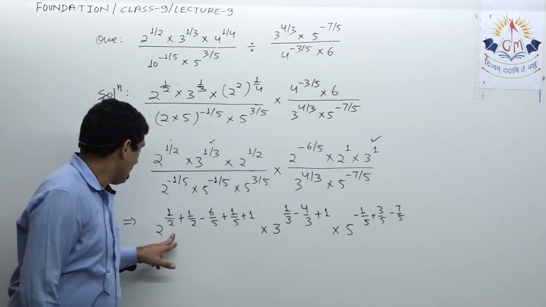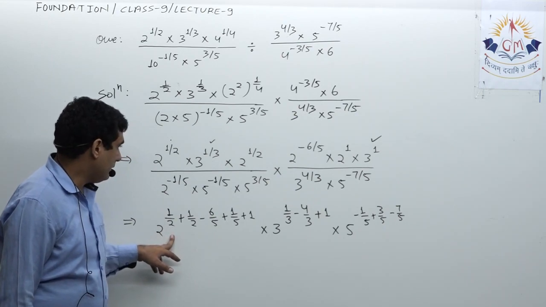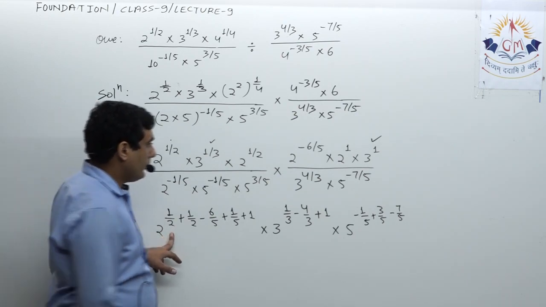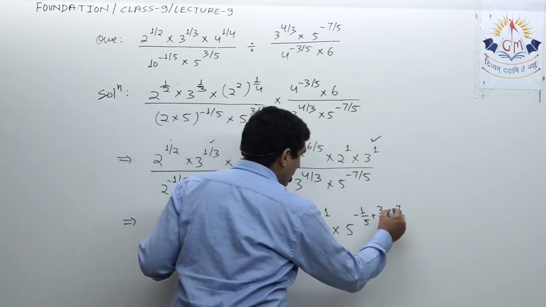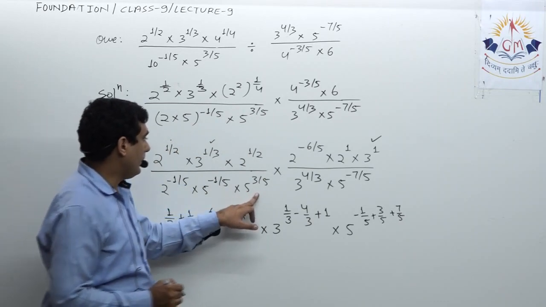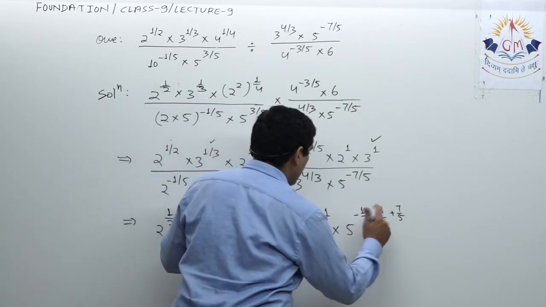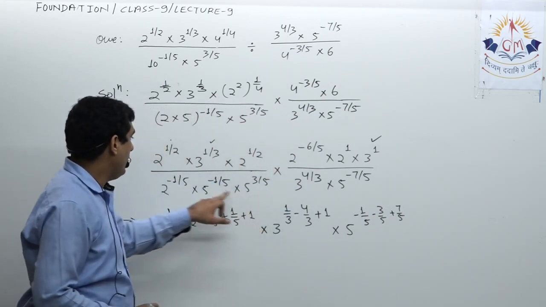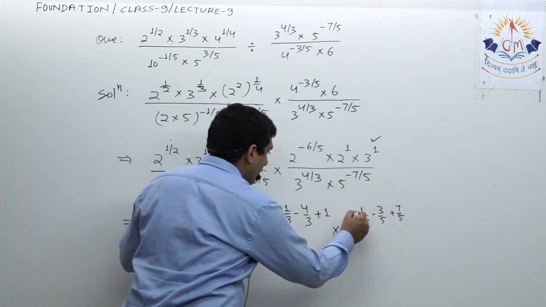Okay, so you can see there isn't... all terms, this minus 7 by 5 will come up, so plus 7 by 5. This plus 3 by 5 will come up, so it will become minus 3 by 5, and this minus 1 by 5 will become plus 1 by 5.